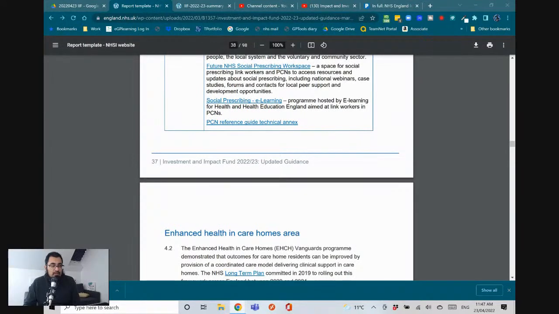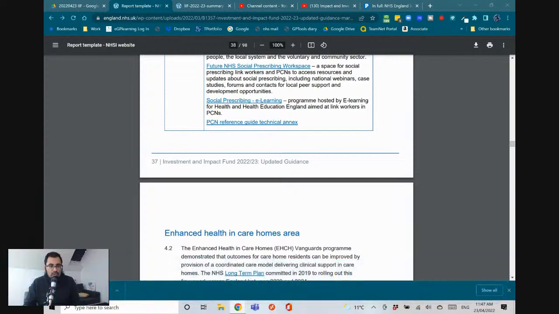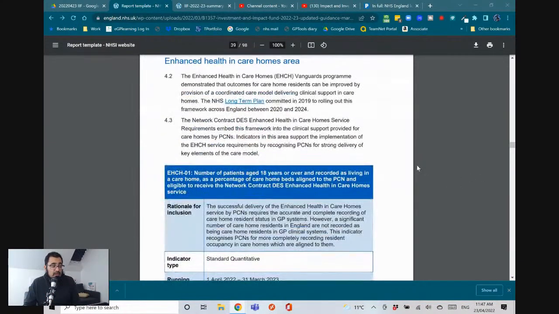So next criteria we're then looking at is the enhanced care in home IIF criteria. So there's a few criteria that look at the care home work that we've been doing. Again, this is not new. This is stuff from previous years that's carried over, and we're going to go through that just now.